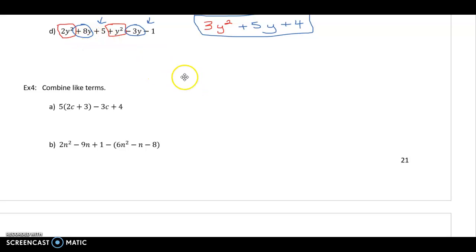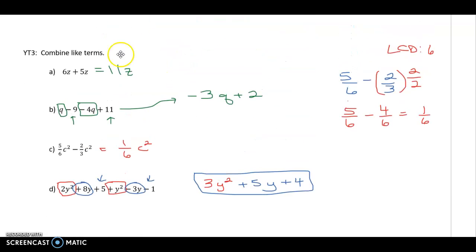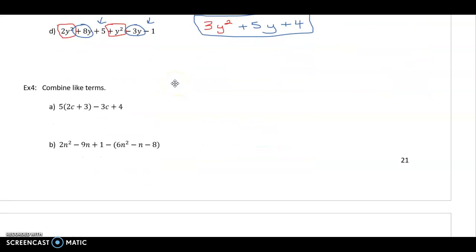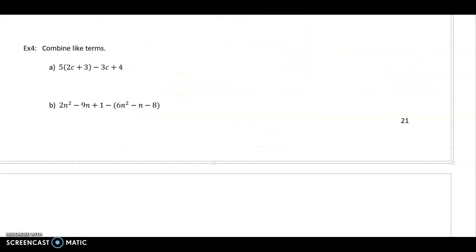All right, continuing on where we left off. So we just did Try It 3, combining like terms. Just going to keep practicing that here. These can get pretty involved, so I want you to see all the different ways we can combine like terms.